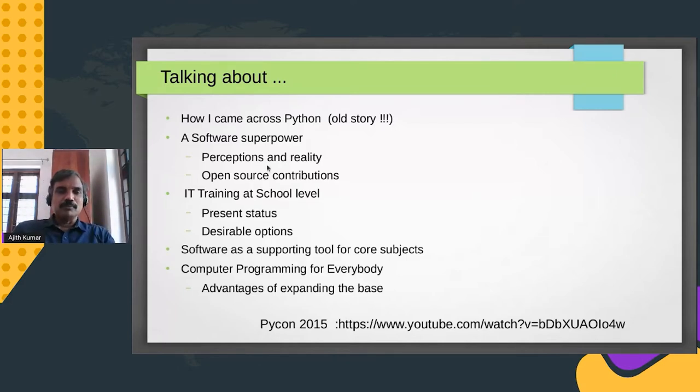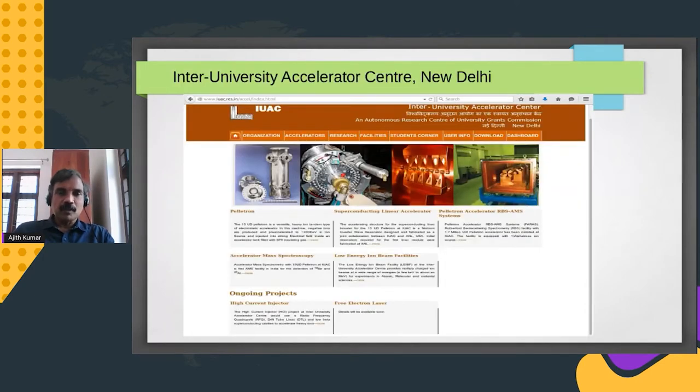Then we will try to see whether our present situation is really very great, or whether there is scope for improvement, and about our open source contributions. Then we'll come to the IT training at our school level, the present status and the desirable options. Here we will spend some time, and then we'll also discuss the topic of yesterday's panel discussion, computer programming for everybody. This was the link to a keynote which I gave 6 years back, so there will be some repetitions.